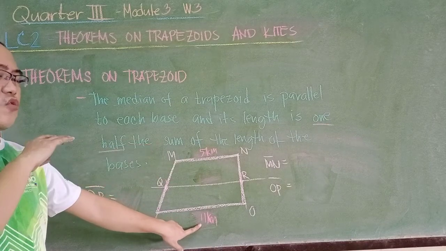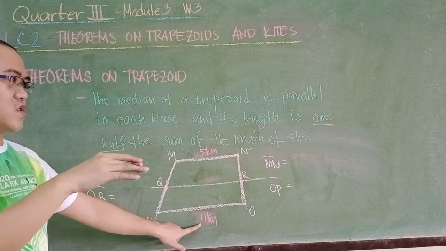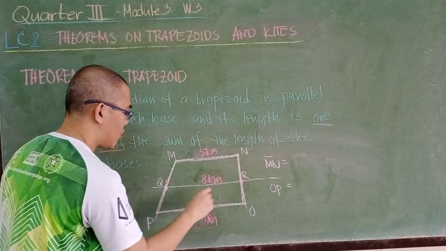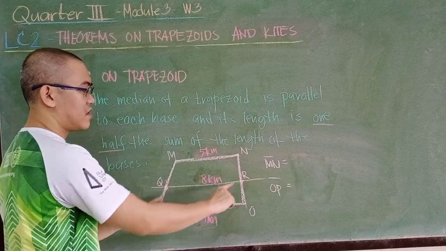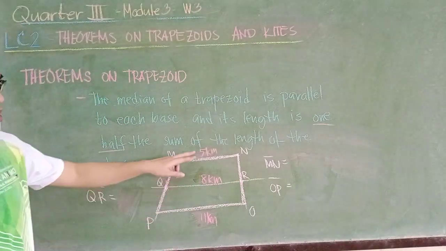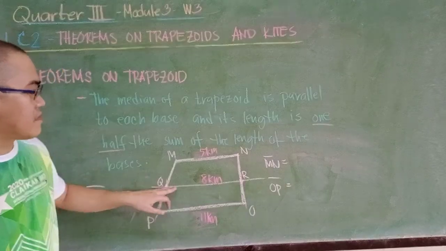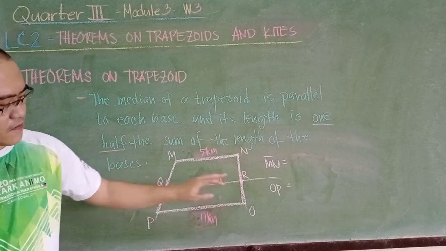Tapos kukunin mo, i-divide mo sa 2 yung 16. So 16 divided by 2, that's 8. So therefore, yung pagitan o yung sukat ng median is 8. So add mo lang yung dalawa and then divide mo sa 2 para makuha mo yung measure ng median natin sa trapezoid.